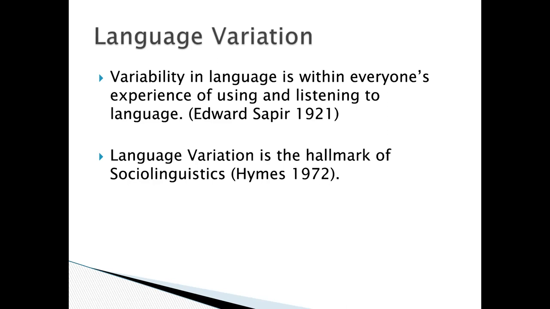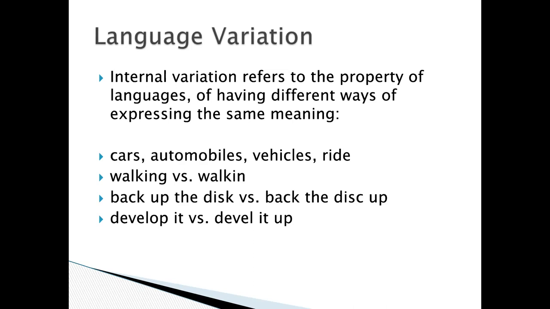So internal variation refers to the property of languages of having different ways of expressing the same meaning, right? So for instance, we say cars, automobiles, vehicles, ride. What other terms do we use for car? Any other words for car?